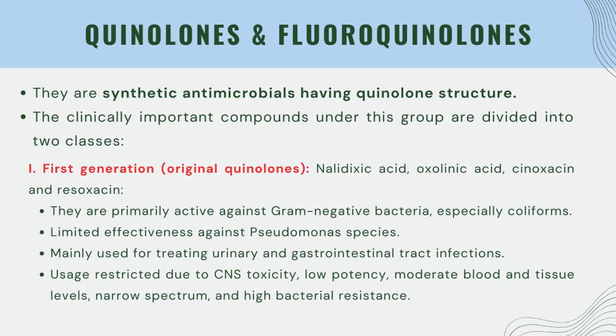The first generation, which are the original quinolones, are nalidixic acid, oxolinic acid, cinoxacin, and rosoxacin. They are primarily active against gram-negative bacteria, especially coliforms. Limited effectiveness against Pseudomonas species, mainly used for treating urinary and gastrointestinal tract infections, and usage restricted due to CNS toxicity, low potency, moderate blood and tissue levels, narrow spectrum, and high bacterial resistance.